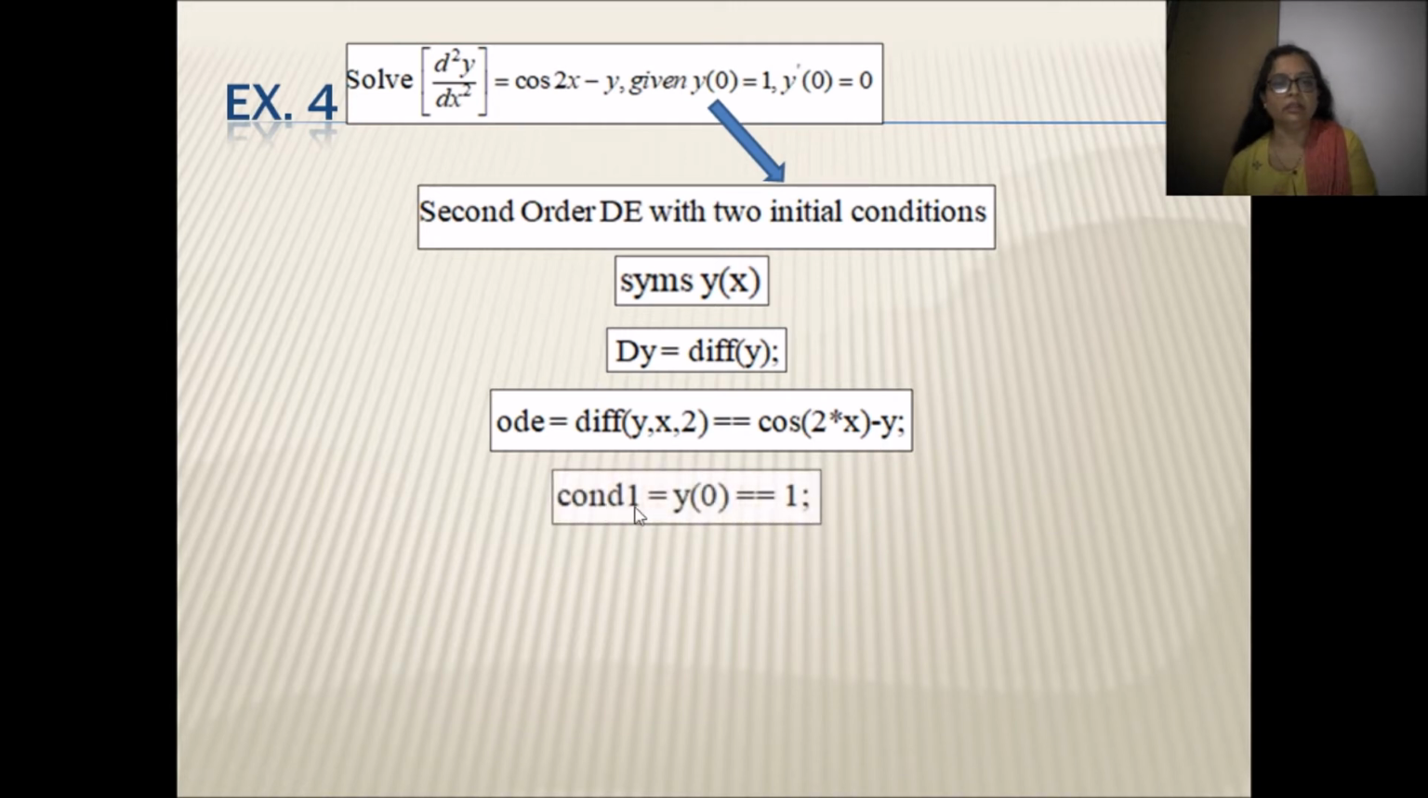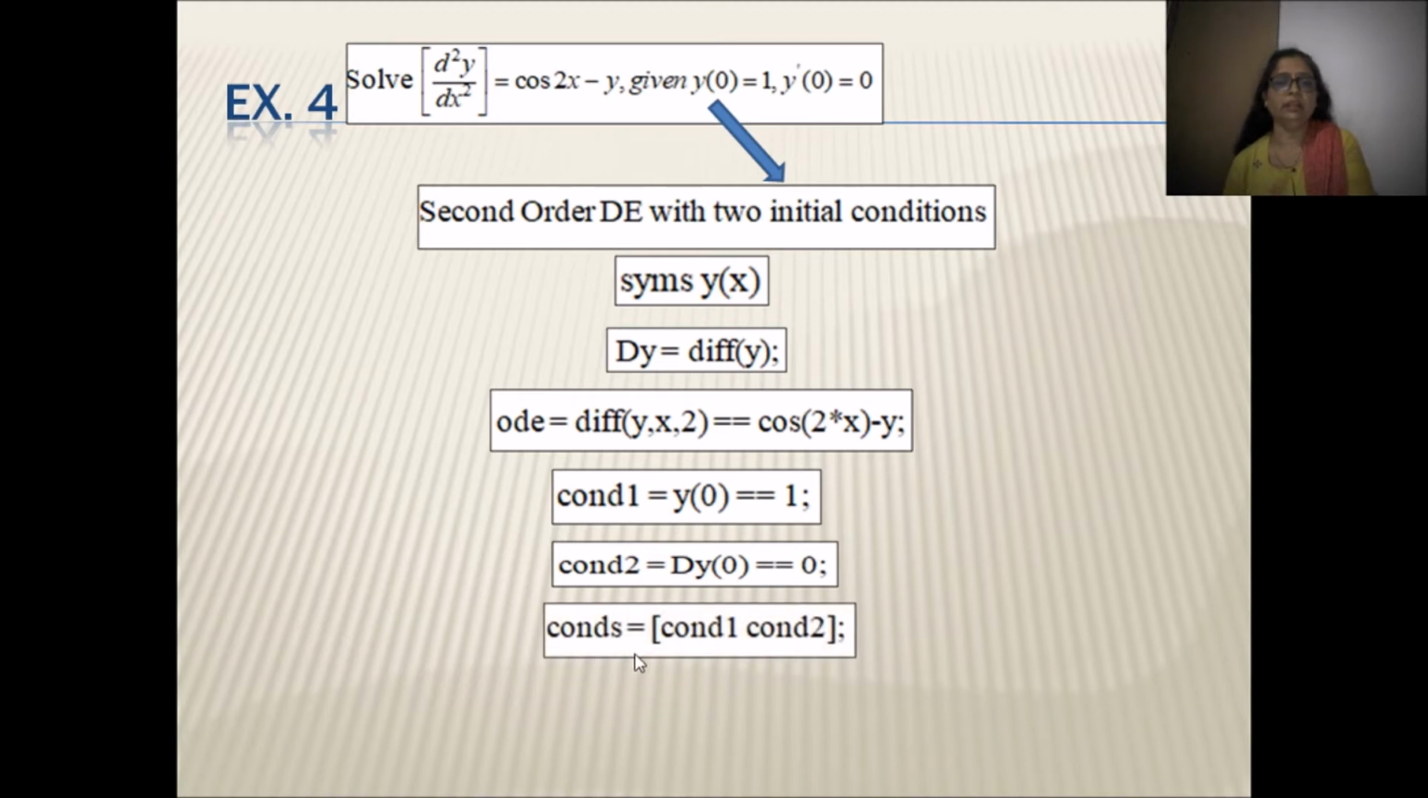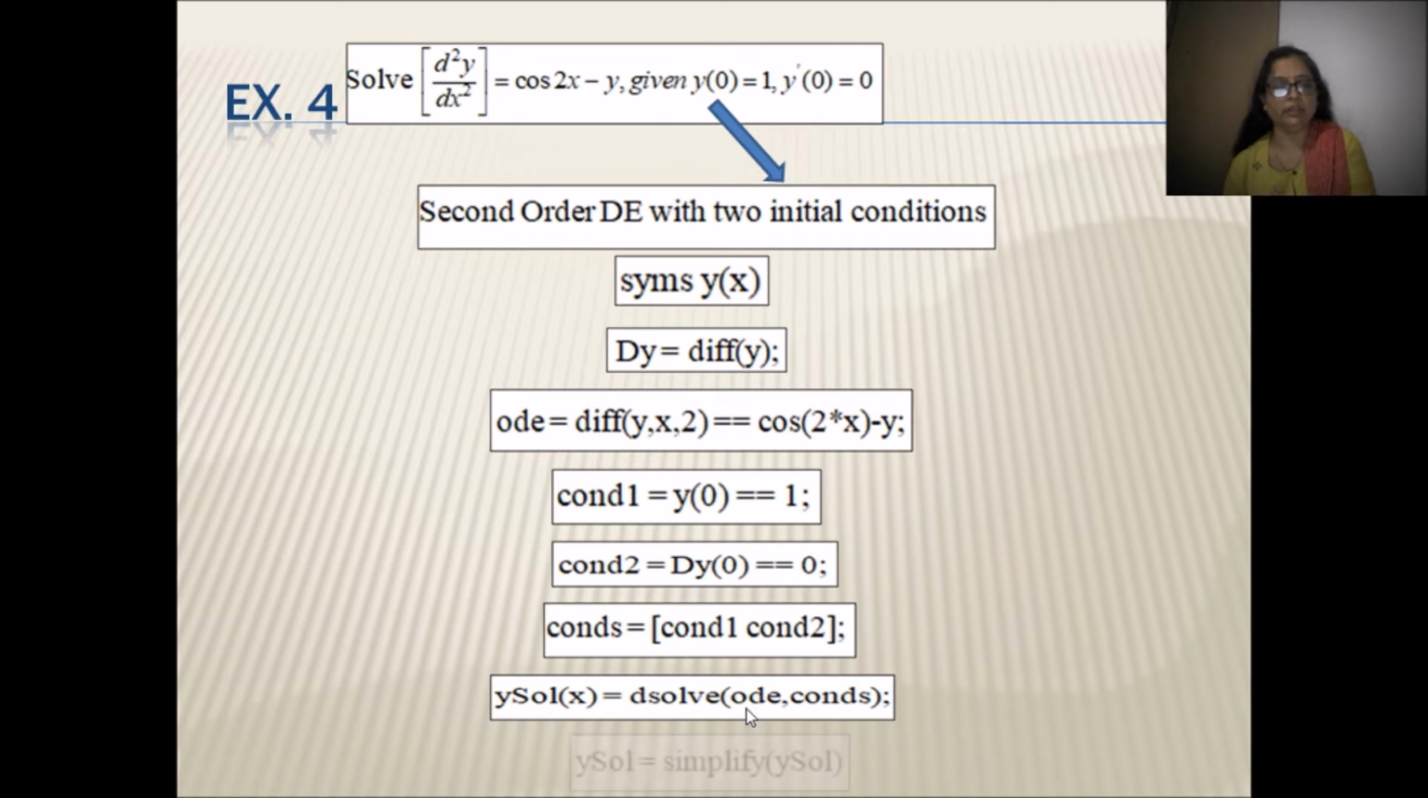Then condition 1, y of 0 double equal 1. Now condition 2 is for y dash of 0, therefore here condition 2 equal to dy of 0 double equal 0. Then conditions in square bracket, condition 1 and condition 2. And then find out the solution, y solution of x equal to dsolve ODE comma conditions, and y solution equal to simplify y solution. Now we solve this problem in MATLAB.